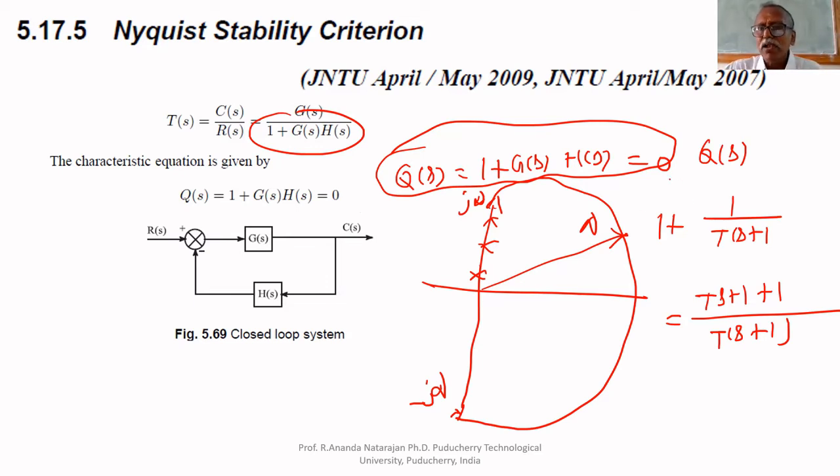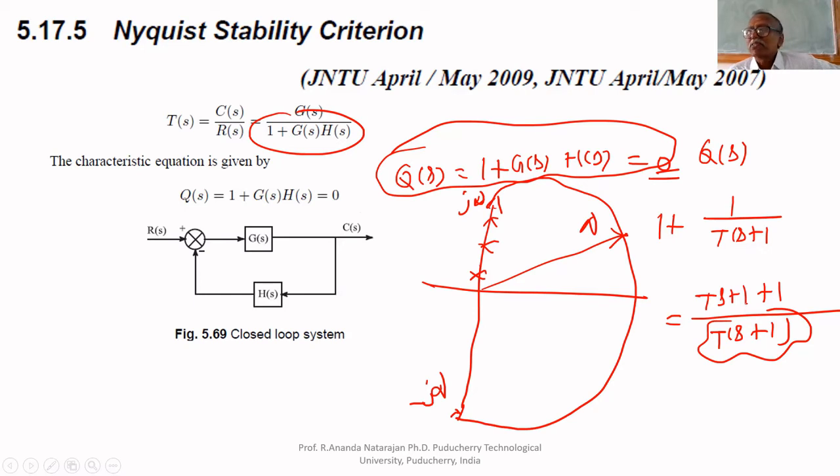Because the characteristic polynomial you are equating to 0, that's why the denominator becomes 0. We are taking only the numerator. If we take the characteristic polynomial, we should talk about the numerator of Q of S. That is, the zeros of Q of S should not be on the right hand side. Am I correct or not? Very difficult to digest.